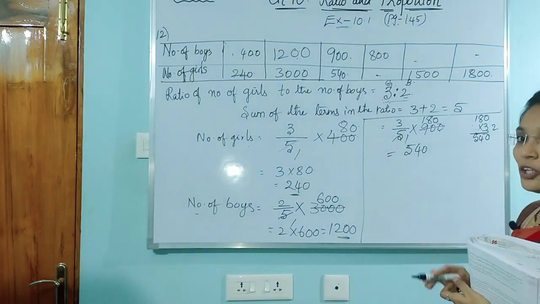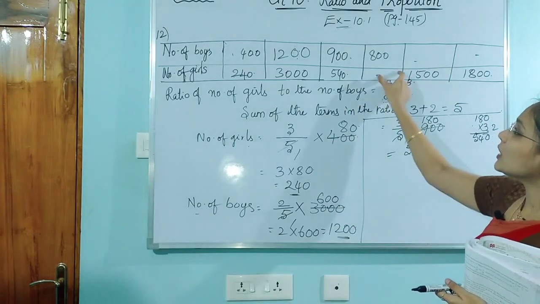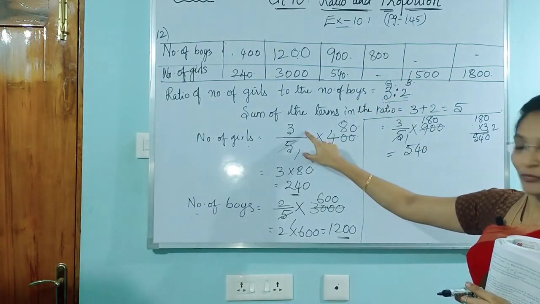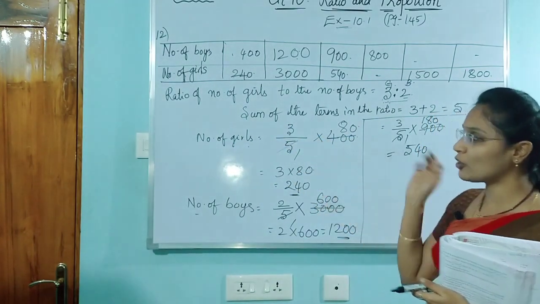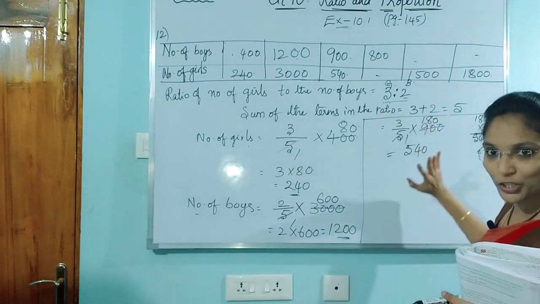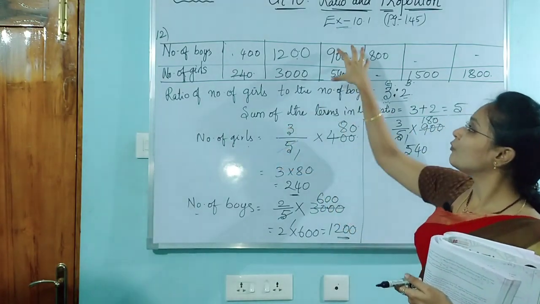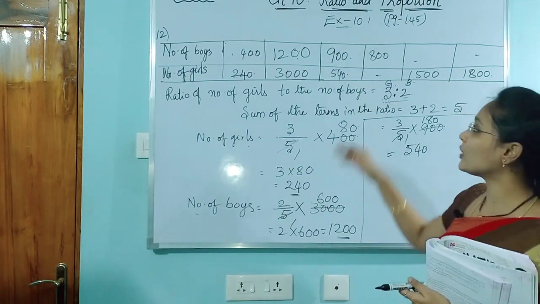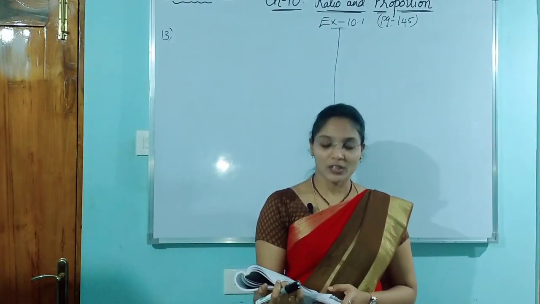So again I'll tell you, whatever the missing one you're going to find out, write that missing term in the ratio as the numerator. The denominator is always the sum of the terms in the ratio. You will get a fraction. Multiply that fraction with the data which you have. Then you can find out the missing data. Am I clear, children?